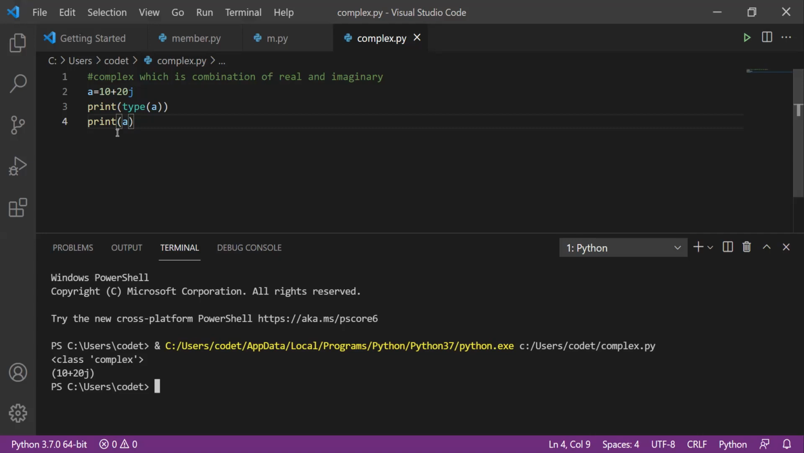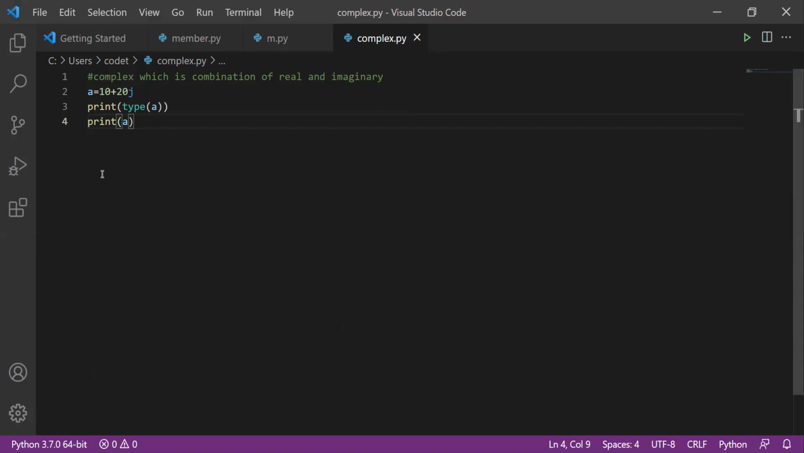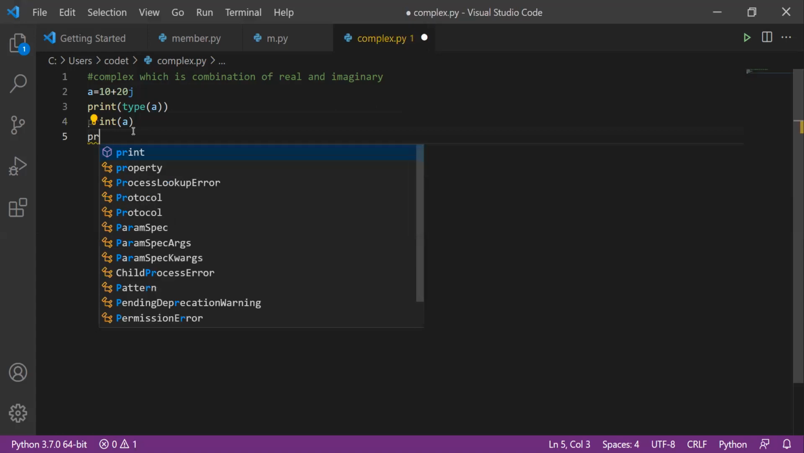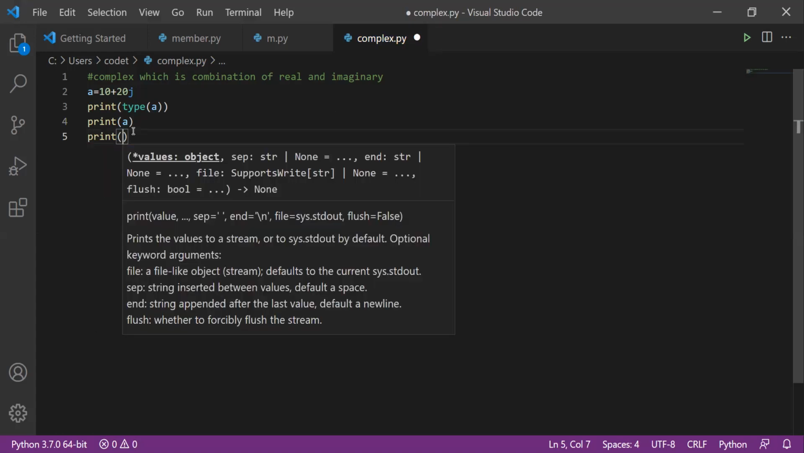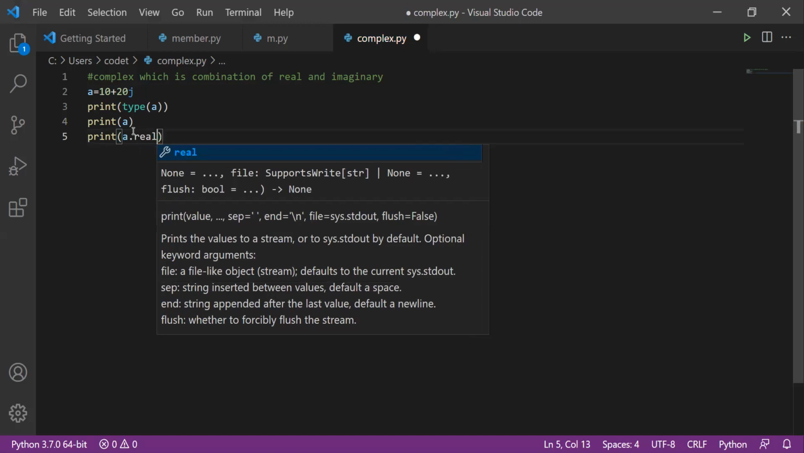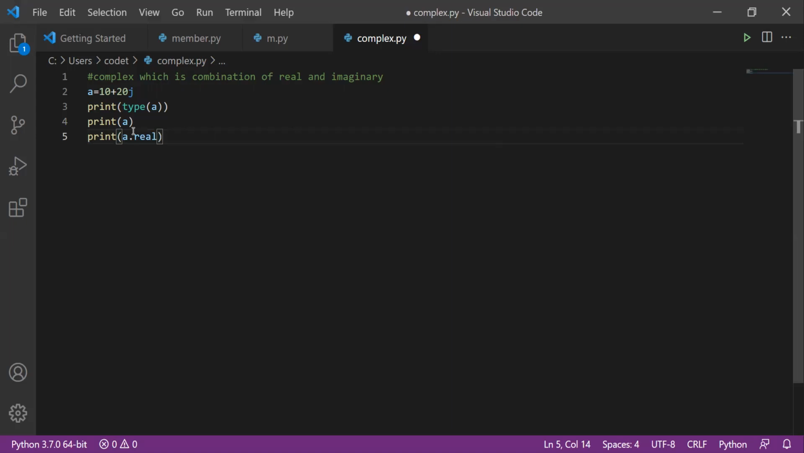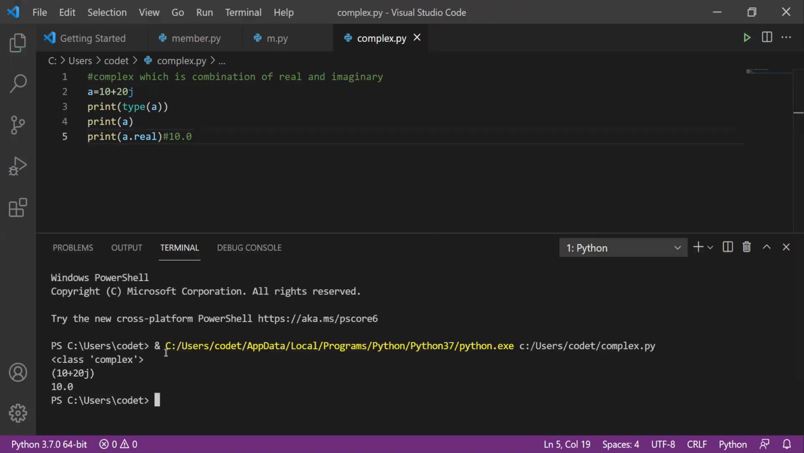Now the second thing is we have entered the type also. Python is dynamically typed, so there is no need of entering the type, but I just want you people to understand, that is the reason I'm doing this. Suppose you want to print only the real part, that is print of a dot real. If you type this, you will get only the real value. Here I'm mentioning the output, the real part, 10.0. Let's run it. It is complex and the answer is 10.0, right?